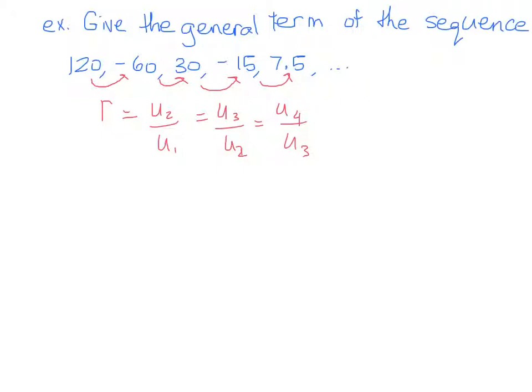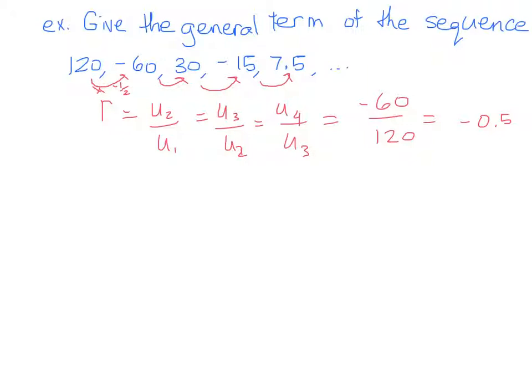It actually doesn't matter which consecutive pair of terms, as long as you're taking the term afterwards and dividing it by the term before. So in this case, our r value is negative 60 over 120, which is actually negative 0.5. So if you test it out, you'll realize that yes, each time we're multiplying by negative a half, negative 0.5, to get the next term. It does make sense now that you can see it, hopefully. I think it makes sense.